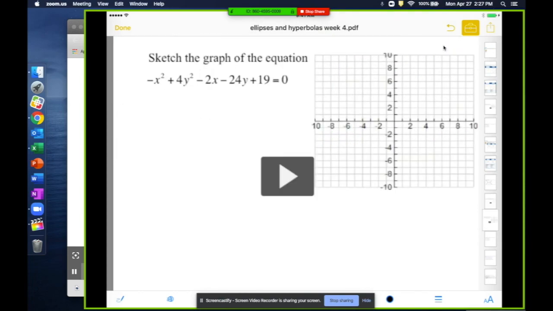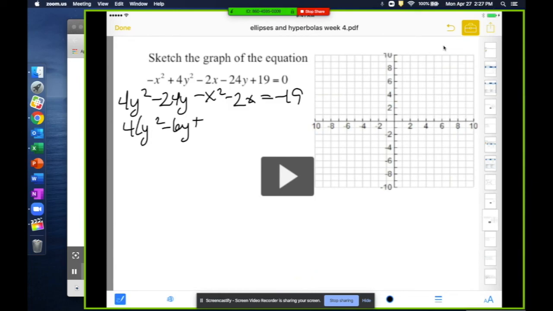Now for our next example, I'm always going to want to try to keep a positive term in front. So instead of keeping the negative x squared in front, I'm going to switch the y to be in front. So 4y squared minus 24y, and then the minus x squared minus 2x equals negative 19 because I want to subtract it over. Now I'm going to factor out that 4 like we've been doing, completing the square, I get plus 9. And now here's something new that I'm going to do is instead of leaving that minus, I'm going to factor it out so that negative 2x squared turns positive as well.